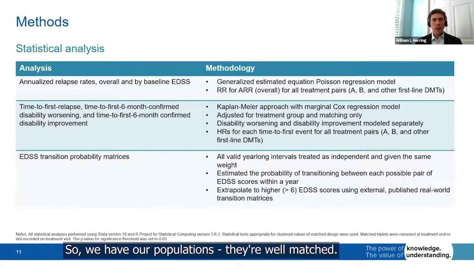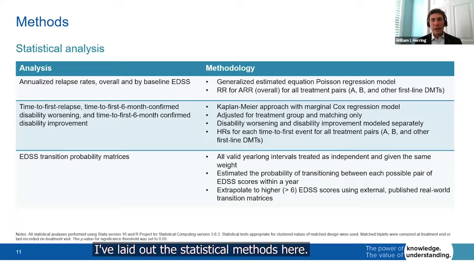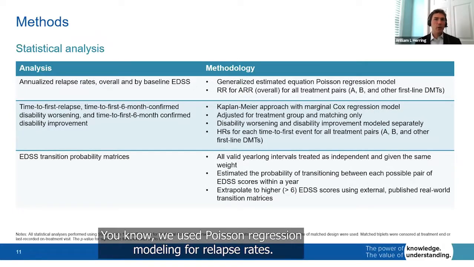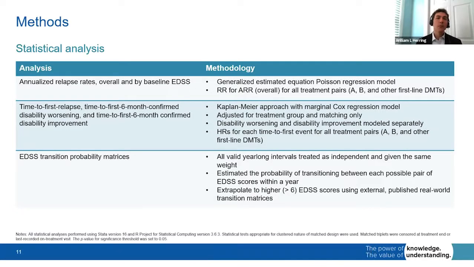Okay, so we have our populations, and they're well matched. We have defined the outcomes that we need, and then we were able to jump in and do some of the statistical analyses that we needed. I've laid out the statistical methods here. We used Poisson regression modeling for relapse rates. We used Kaplan-Meier approaches with marginal Cox regressions for all the time to first event outcomes that we had.